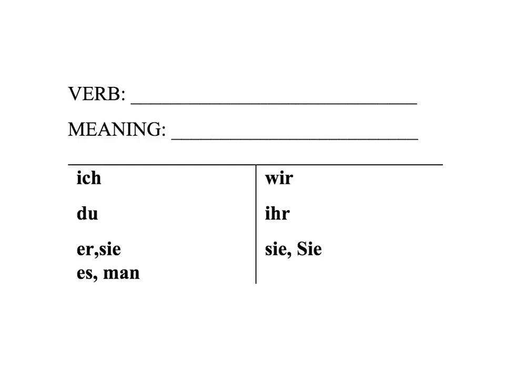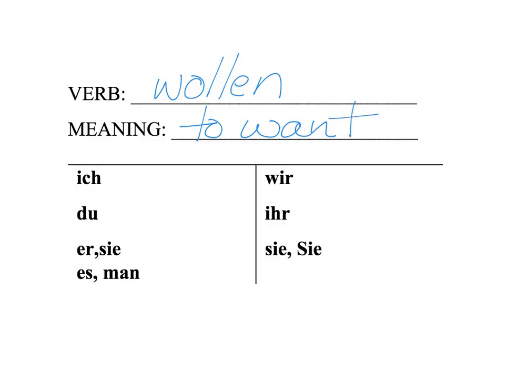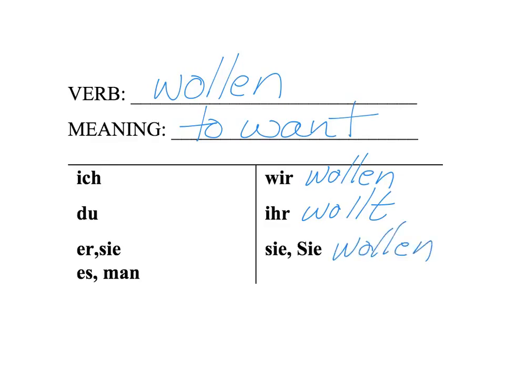Okay. Next verb. Try that one. Wollen. Wollen means to want. Right side for all of these is normal, so we're just going to fill those in because it's a little bit faster. So wir wollen, ihr wollt, and sie wollen. Alright, left side is a little bit goofy again.